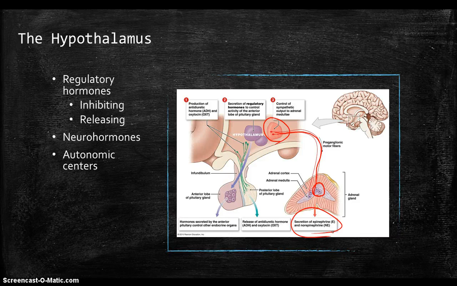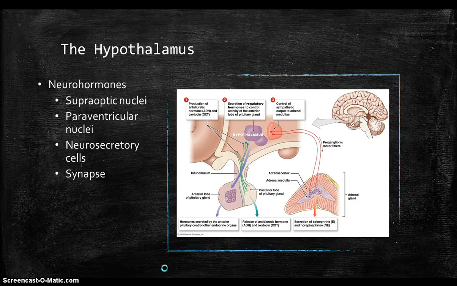Keep in mind that the epinephrine and norepinephrine are going to do things like increase your heart rate, increase your breathing, increase mental alertness, as well as increasing your rate of metabolism.